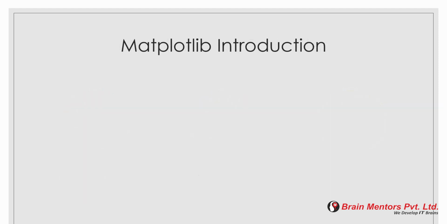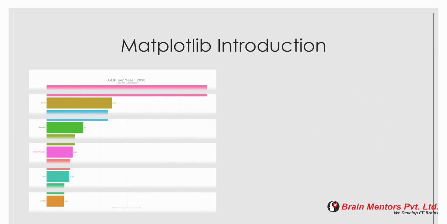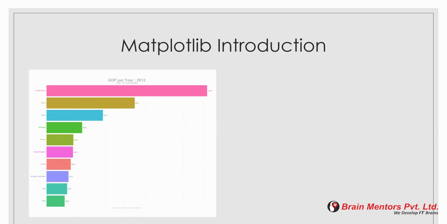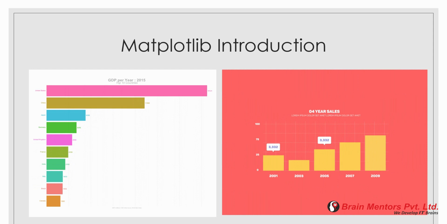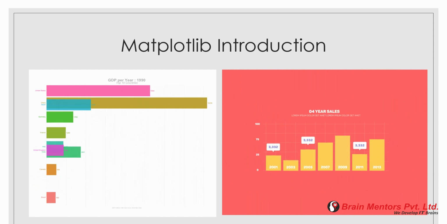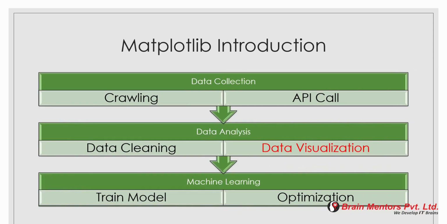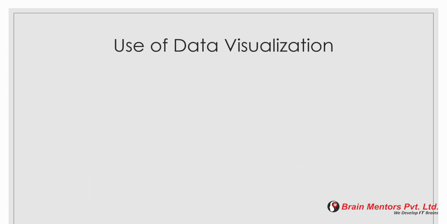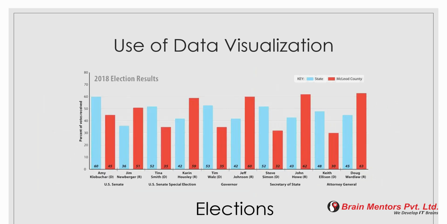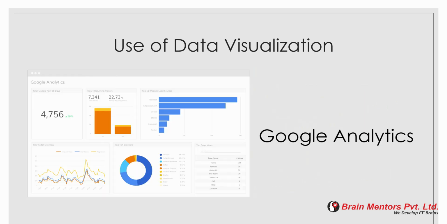Matplotlib is a library for Python developers who want to build beautiful graphs and show their outcomes on different kinds of graphs. Matplotlib is a popular library for data visualization and it is one of the core parts of the data science life cycle. Inside data analysis, data visualization is one of the major parts that a data scientist must know. Data visualization is used everywhere and in every field, whether it is sales, sports, or elections, and of course Google Analytics. So there are a lot of use cases of data visualization in today's time.